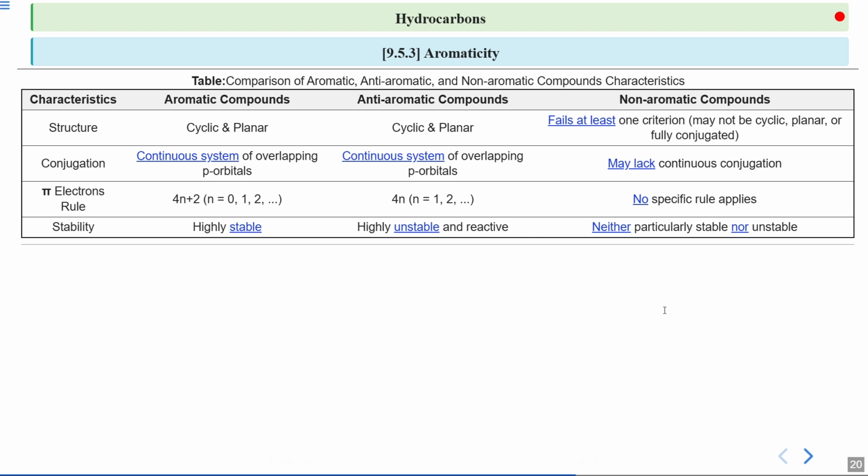The non-aromatic compound fails at least one of the first three criteria, which is, it is not cyclic, or it is not planar, or it is not fully conjugated. Due to this, the pi electrons are not delocalized and they are non-aromatic in nature. Their stability is intermediate. So, for the whole series, the most stable is the aromatic, then comes non-aromatic, and lastly the least stable is anti-aromatic.